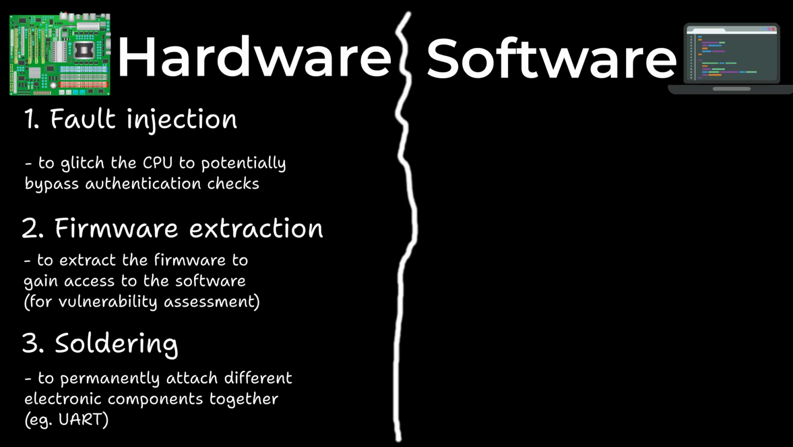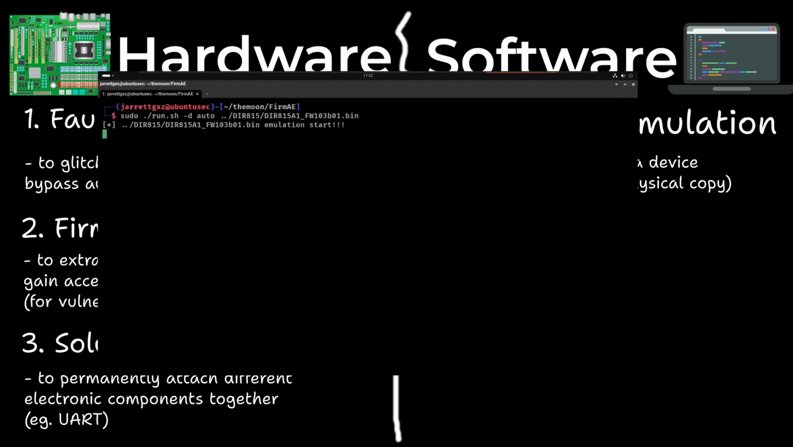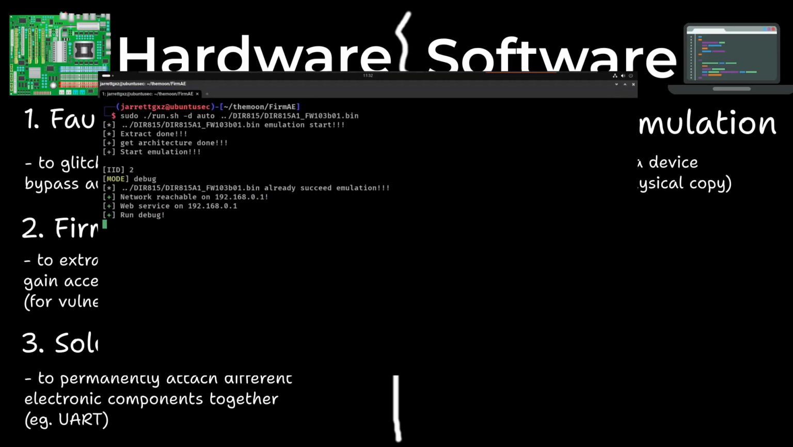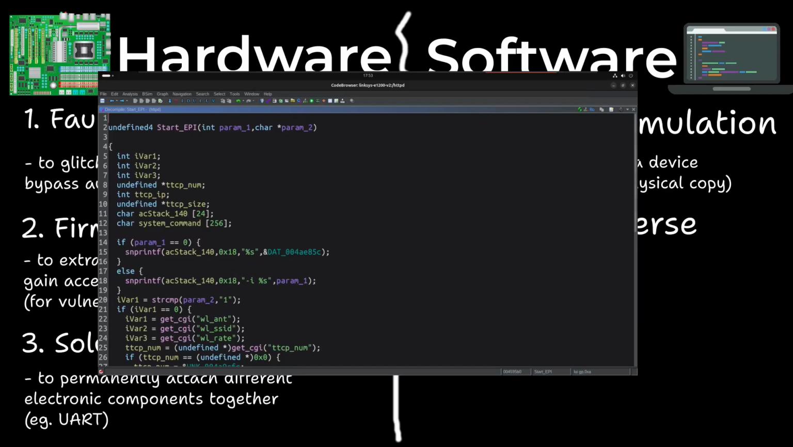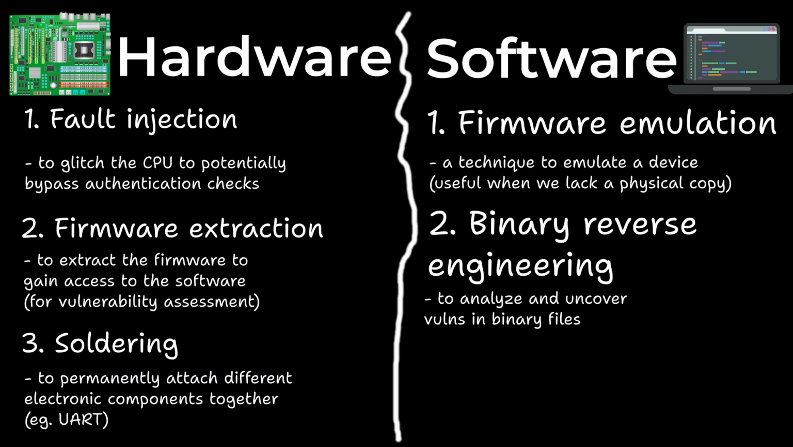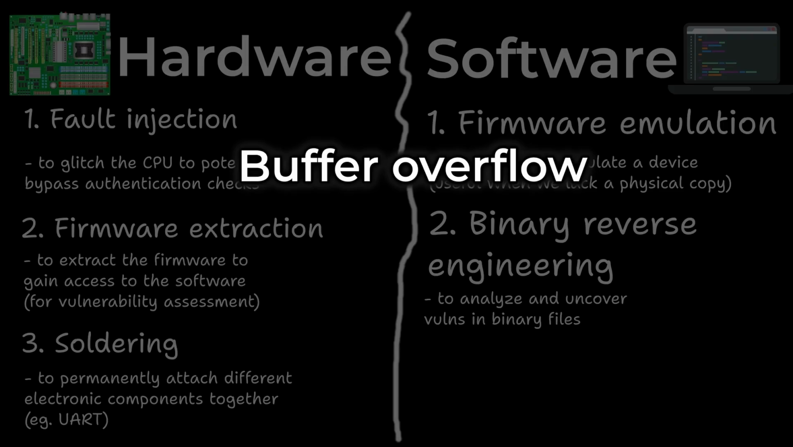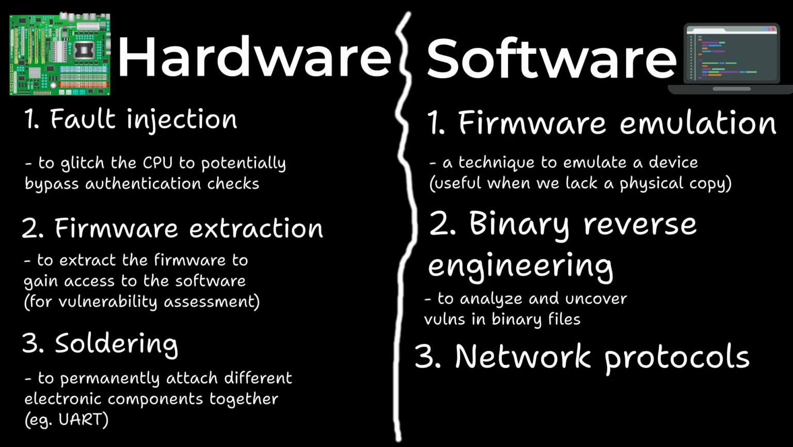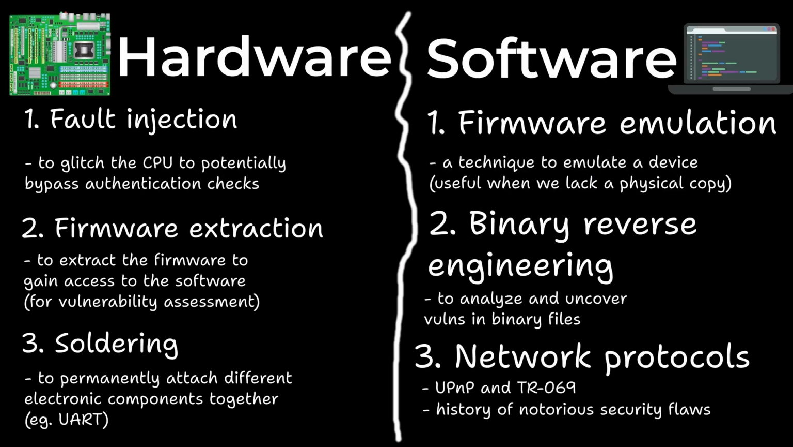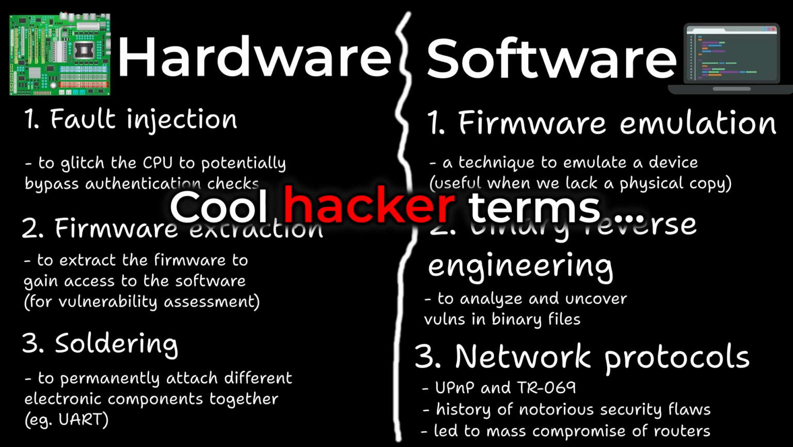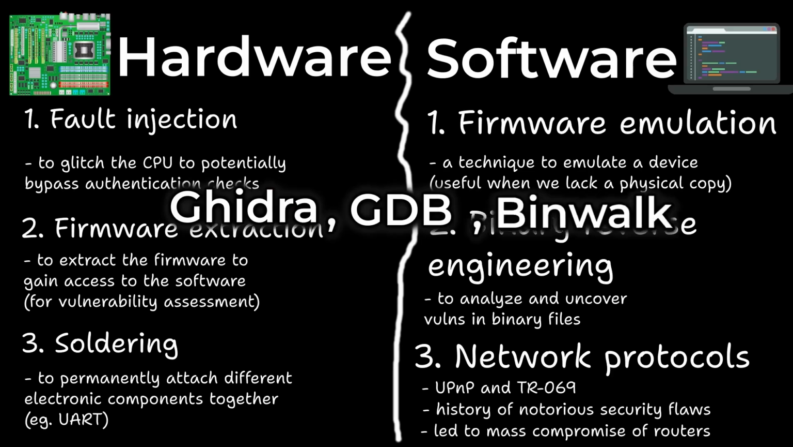As for the software side, we have firmware emulation, a technique to emulate a device, useful for when we lack a physical copy of it. Binary reverse engineering is used to analyze and uncover vulnerabilities found in binary files. This leads to other types of complex exploits, such as buffer overflows and command injection. As for network protocols, we have UPnP and TR-069. Yes, you heard that number right. These protocols have a history of really notorious security flaws that have led to the mass compromise of many routers worldwide. Some cool hacker terms used on the software side would be Ghidra, GDB, and Binwalk.